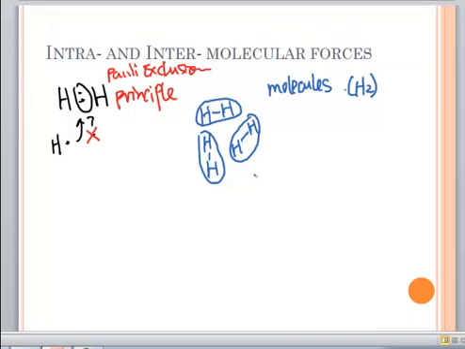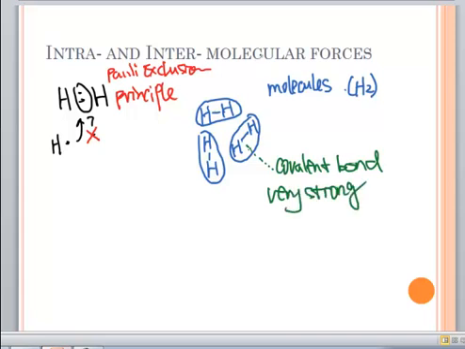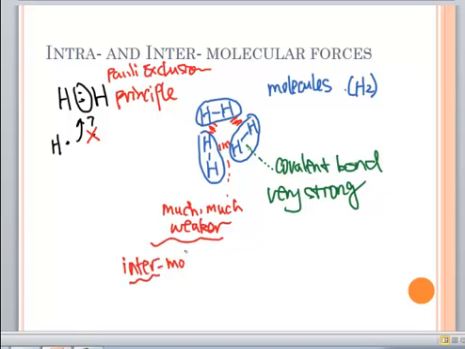But if we take a look at it, what is between the hydrogen atoms? This is a covalent bond. Very strong. However, if you're looking at the interactions between the molecules, it is much weaker. Very interesting. This is what we call intermolecular forces. It's in between the molecules.